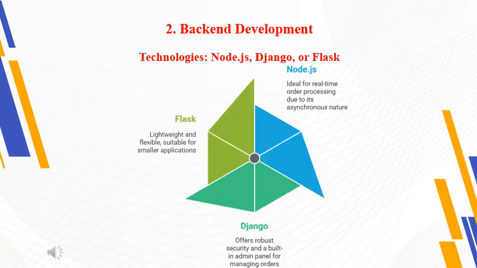There are 3 examples of back-end development in order fulfillment management. First, Node JavaScript, ideal for real-time order processing due to its asynchronous nature. It's great for handling multiple tasks at once, which is perfect for order management systems. Second, Django, a robust framework offering strong security and ease of building web applications. It includes ready-to-use tools for authentication, database handling, and more, making it great for managing complex order fulfillment processes.